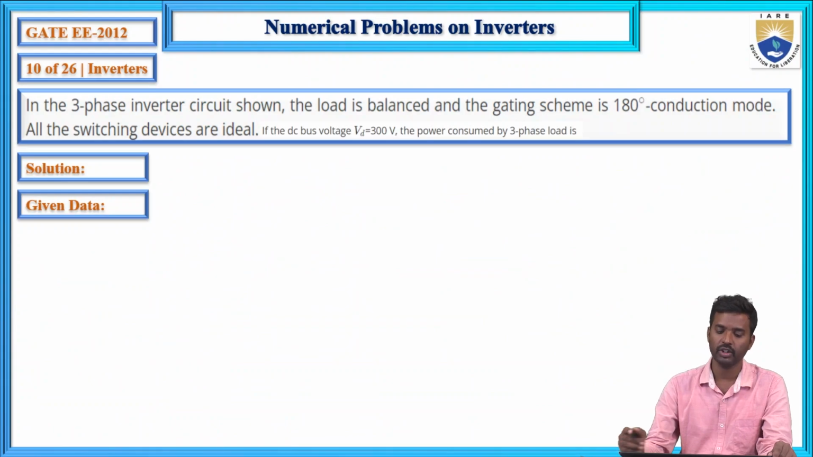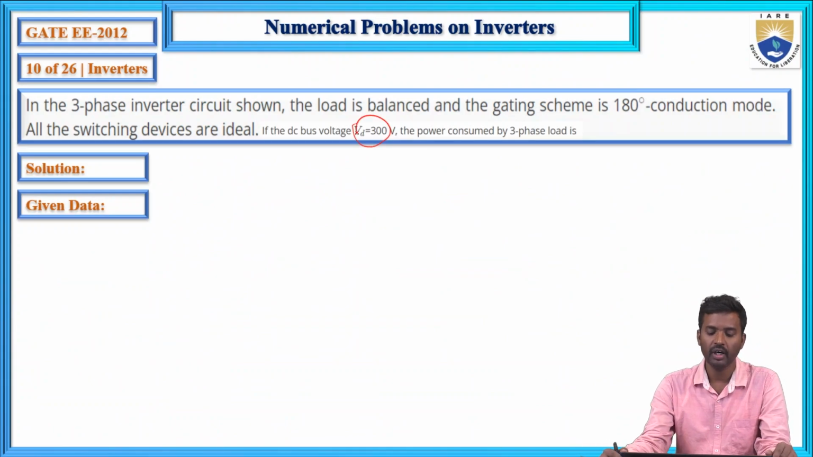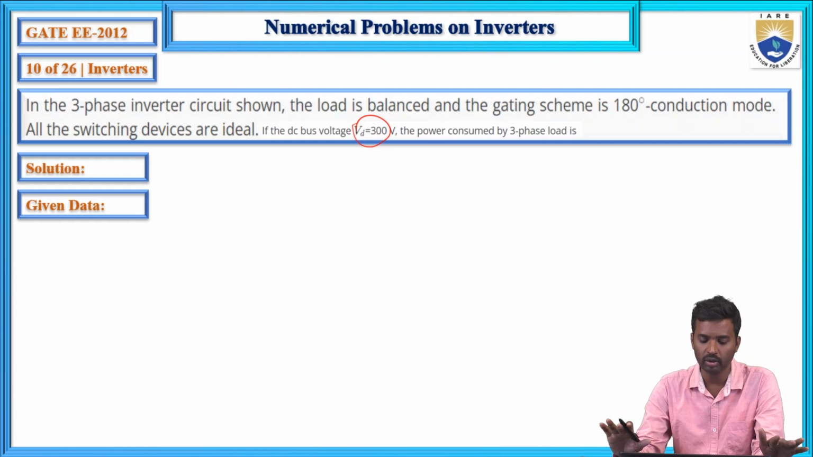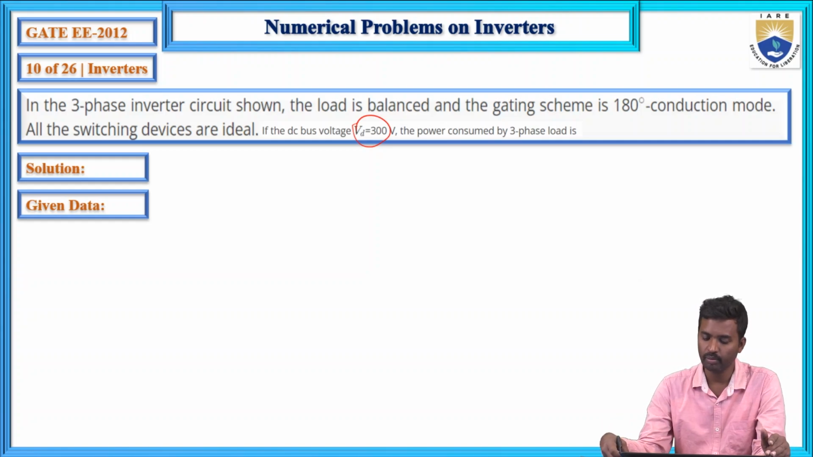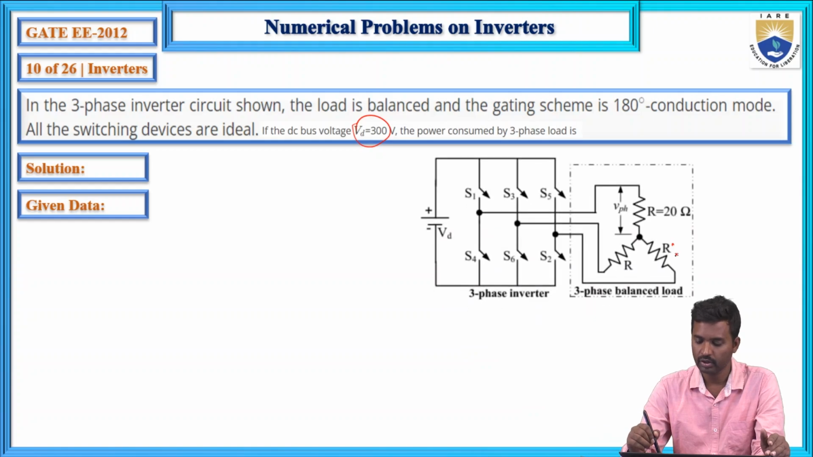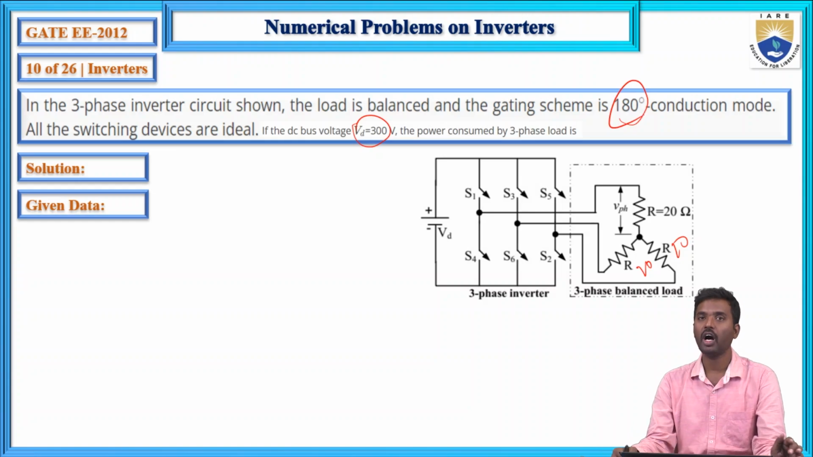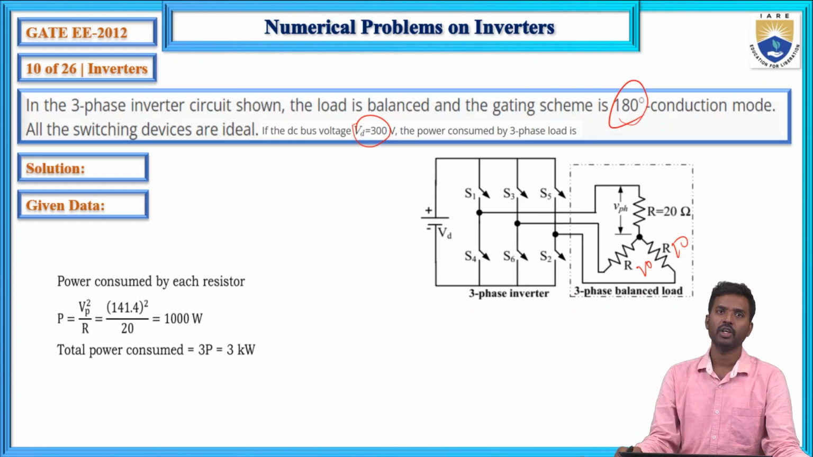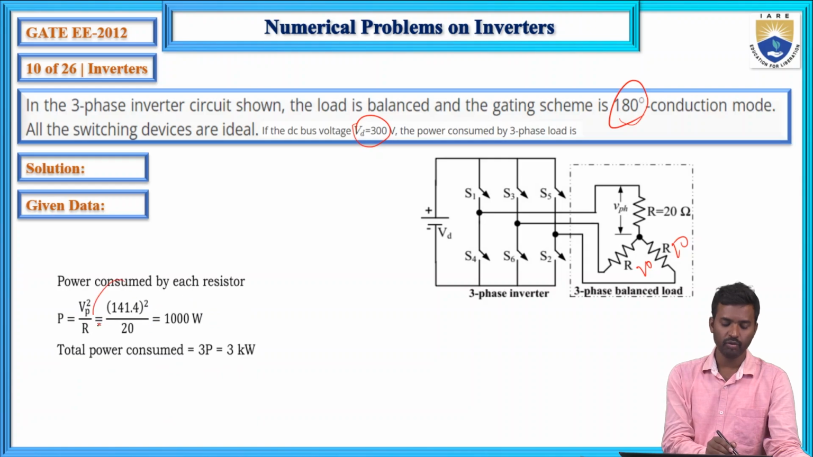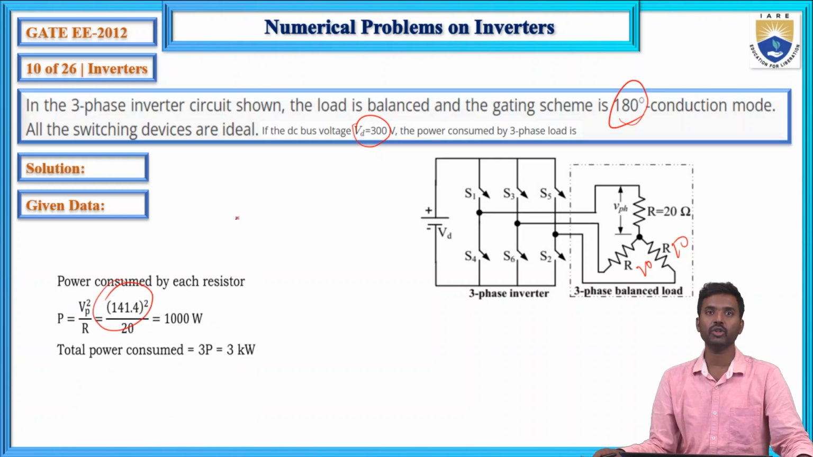And next, the same question. In the previous question Vd was not given. This is the same question with two parts. In the three-phase inverter with the same diagram, 20, 20 and 20, in 180 degrees conduction mode, calculate the power after getting the phase voltage. That is 141.4 in the previous question, the ninth question.